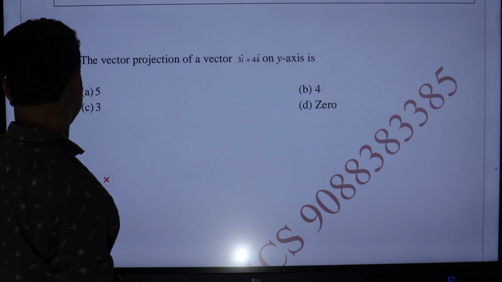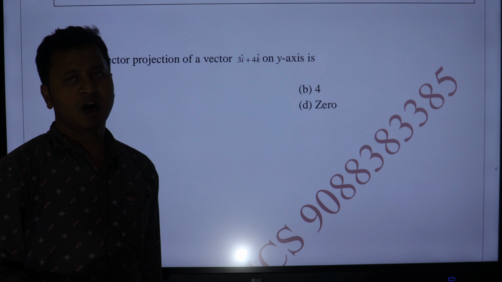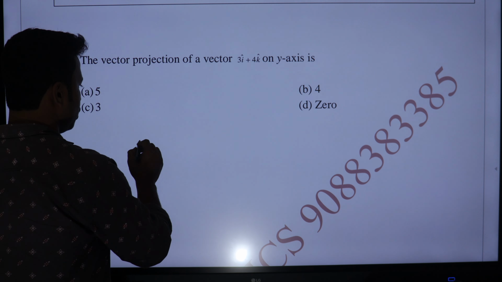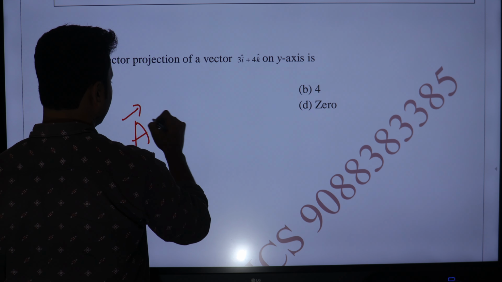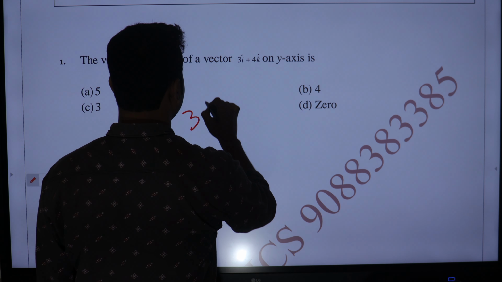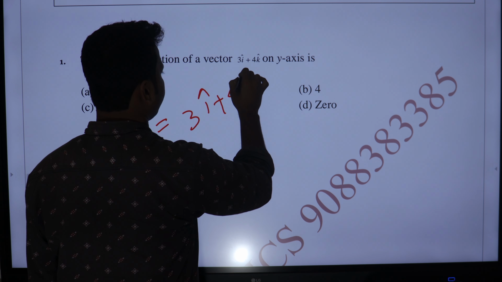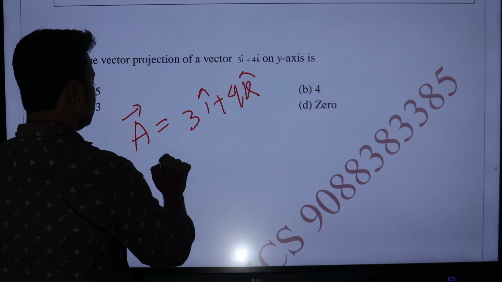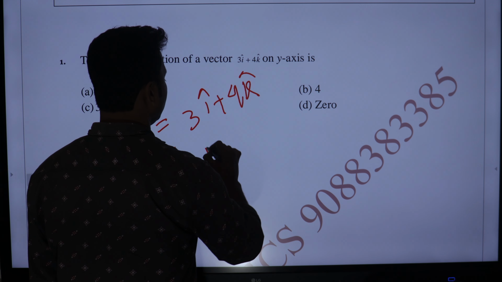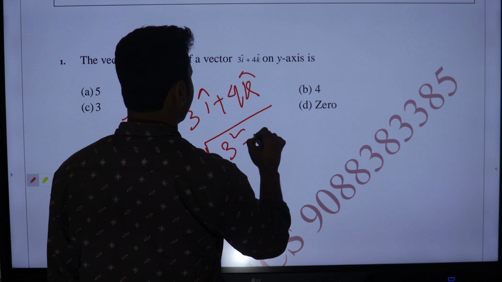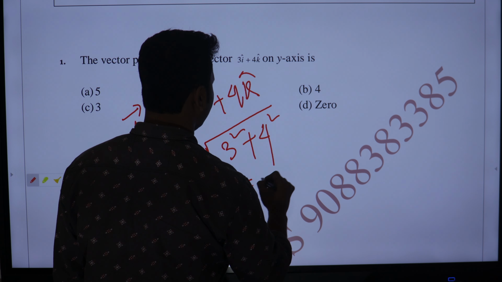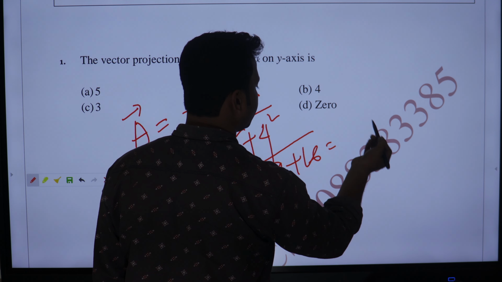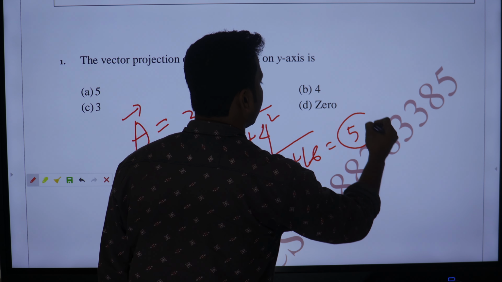Now someone tell me, in this question, how can we find the magnitude of this vector? Magnitude means we have to find the absolute modulus of 3I cap plus 4k cap. Magnitude means we take the square of the components and then the square root. It will be 9 plus 16, which is 25, and the root of it will be 5.